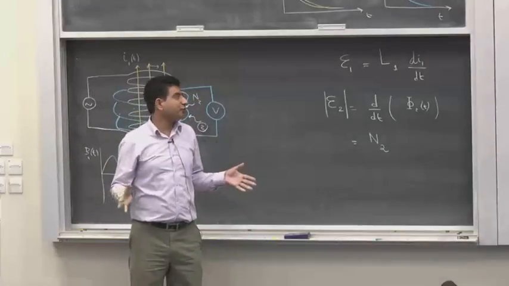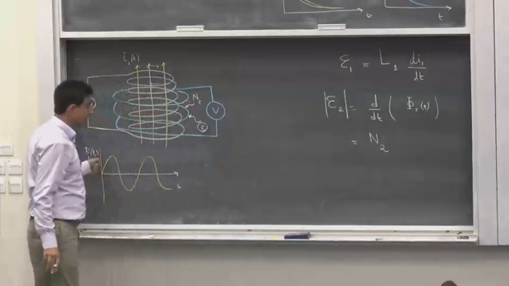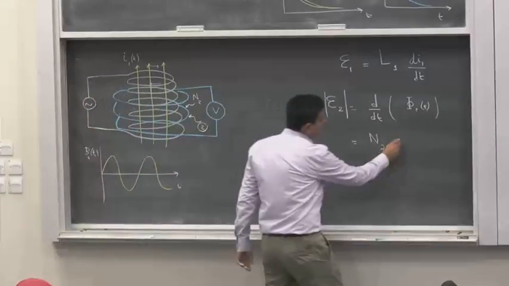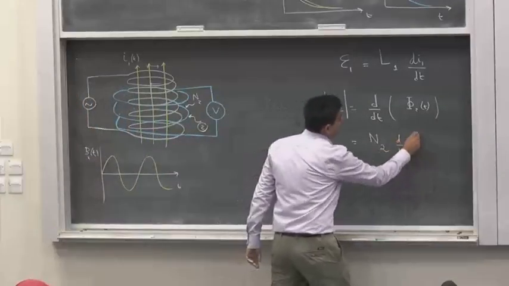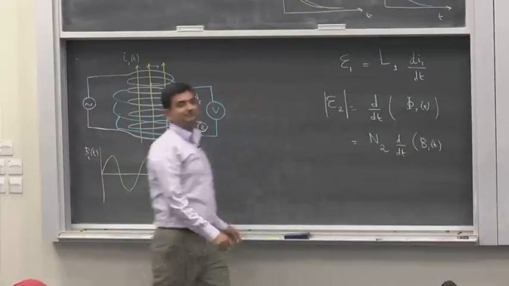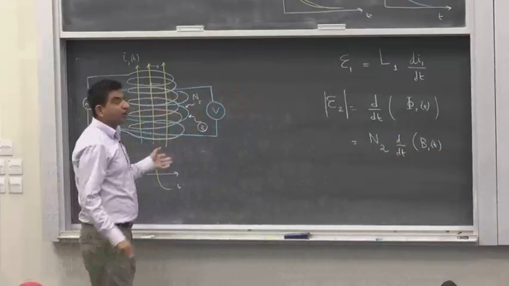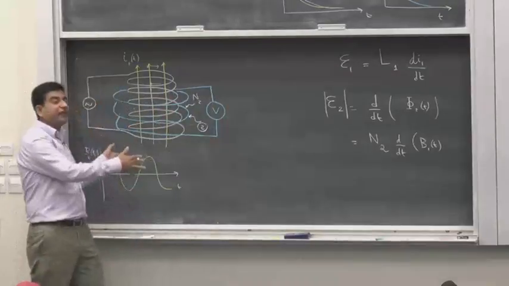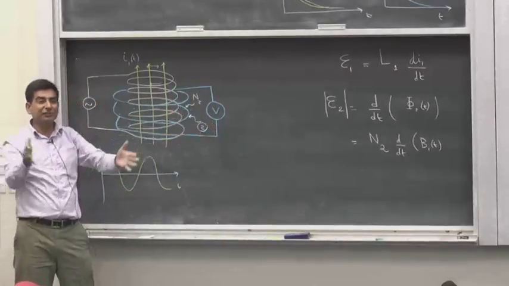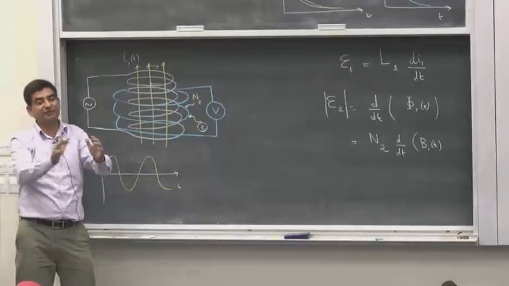Now what field are we talking about? The field is given by B1(t), so the time rate of change of B1(t). And what area are we talking about? It's the cross-sectional area of the second solenoid. But the field is only inside a small region of the second solenoid.